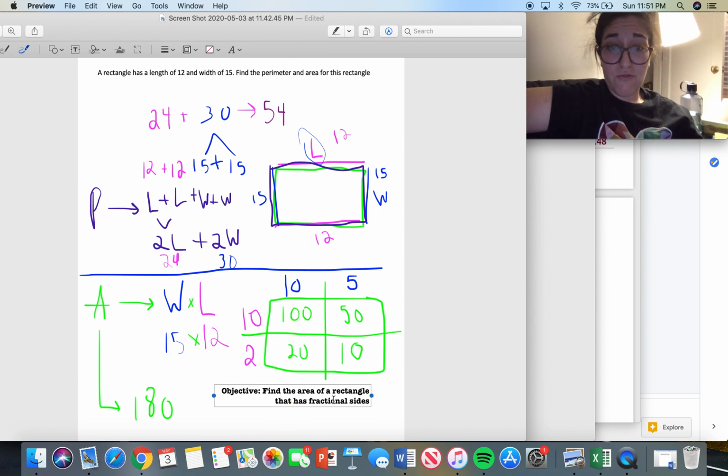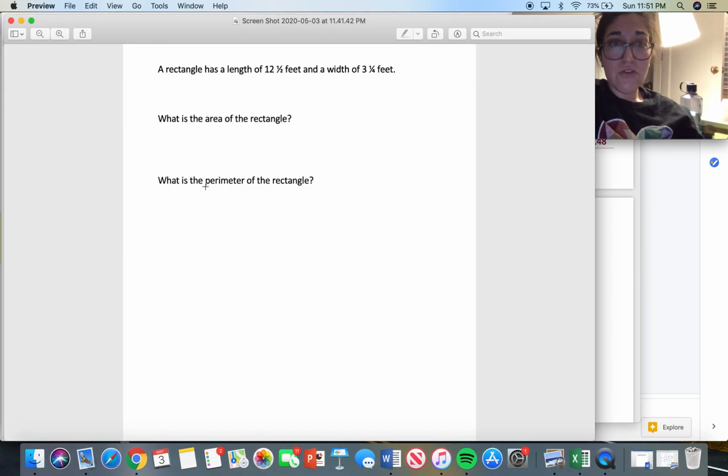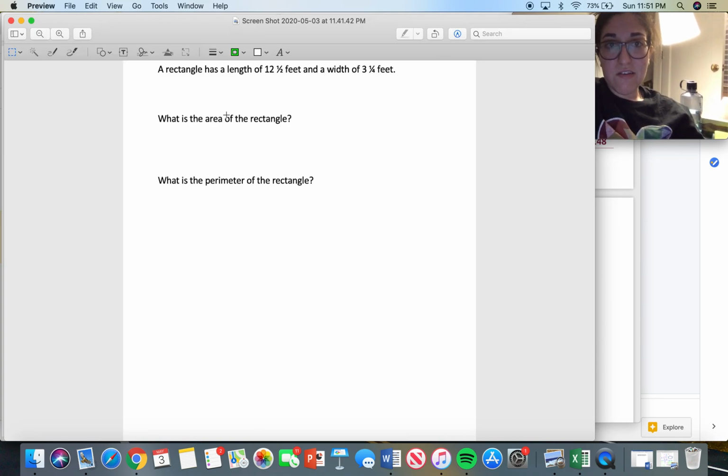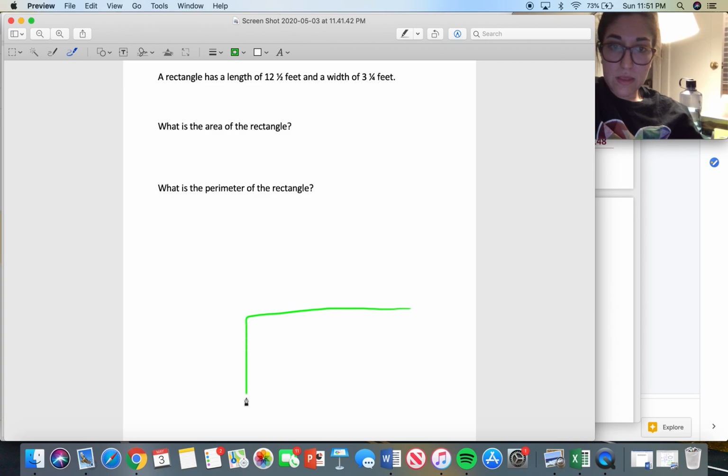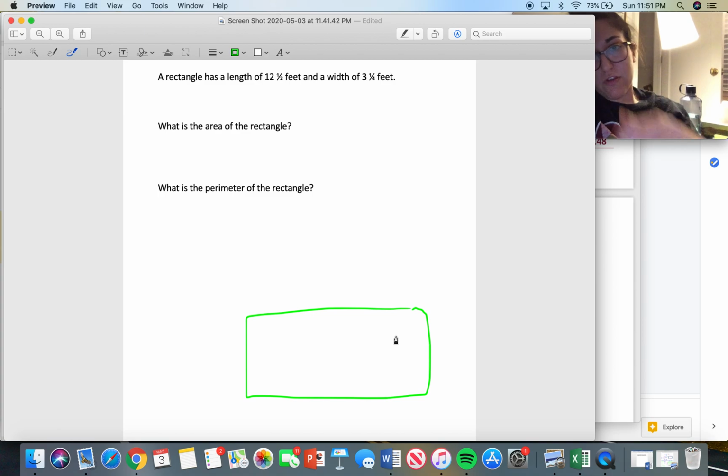for our objective of trying to find an area of a rectangle with fractional sides. So stick with me on this, all right? So here we have a rectangle with a length of 12.5 feet and a width of 3 1/4 feet. First, it's asking us to find the area. So again, let me draw a rectangle here. Close enough, right? For now, we're going to say it's close enough.